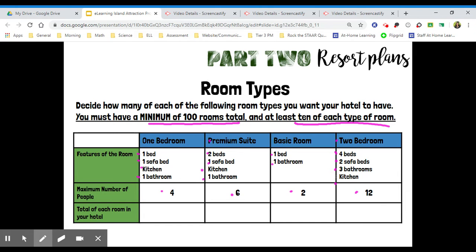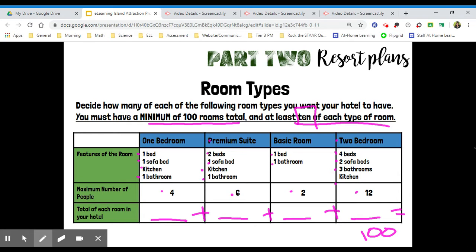And then at the bottom here, you need to write what your total for each type of room is going to be. Remembering that when you add these 4 numbers up, they need to equal at least 100. It can equal more than that, but it needs to equal at least 100. And the least amount of rooms you can have of each type is 10.